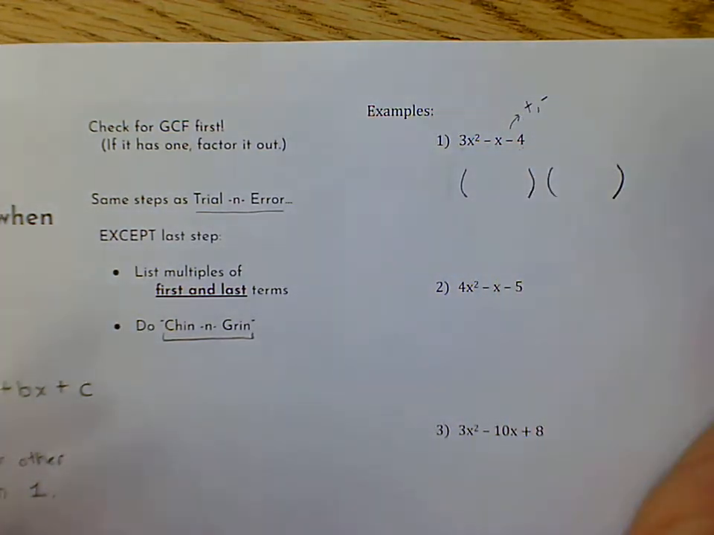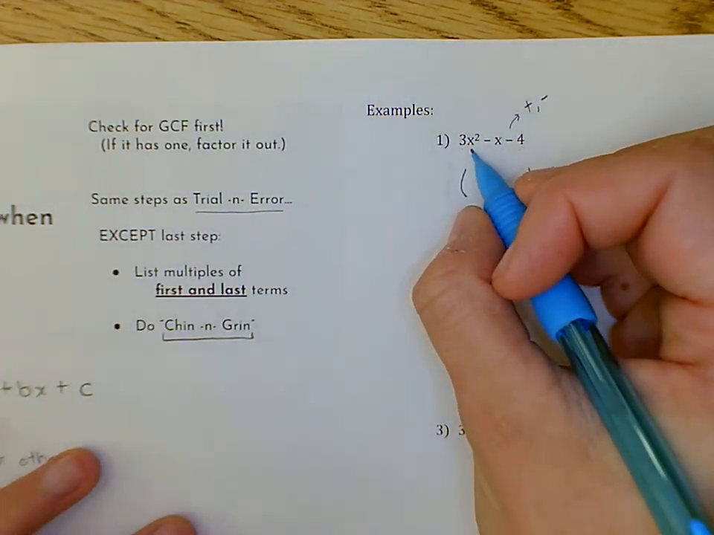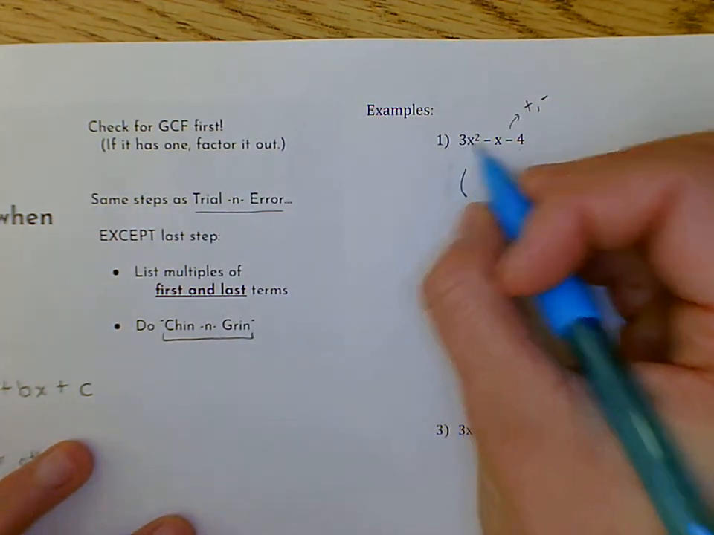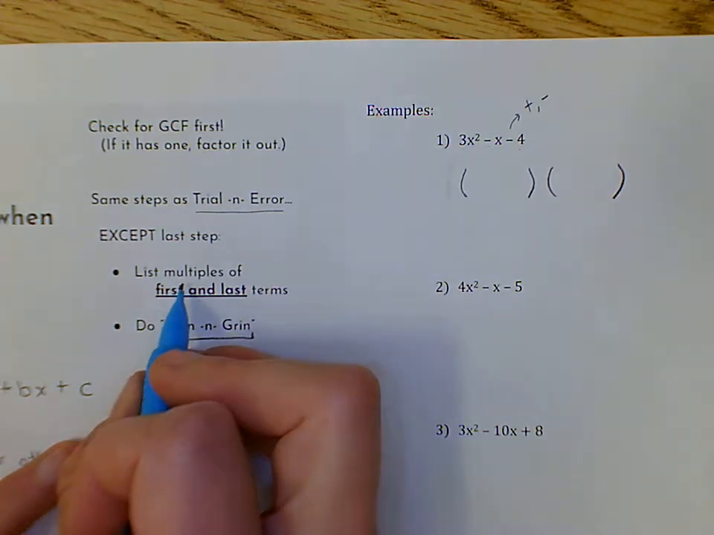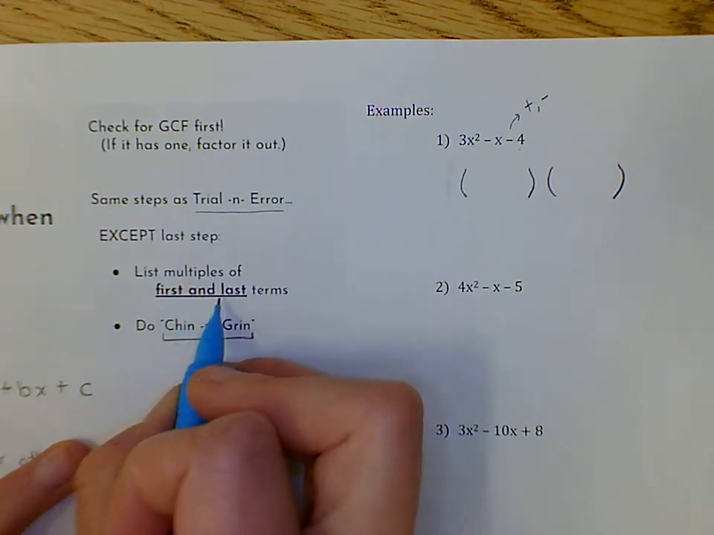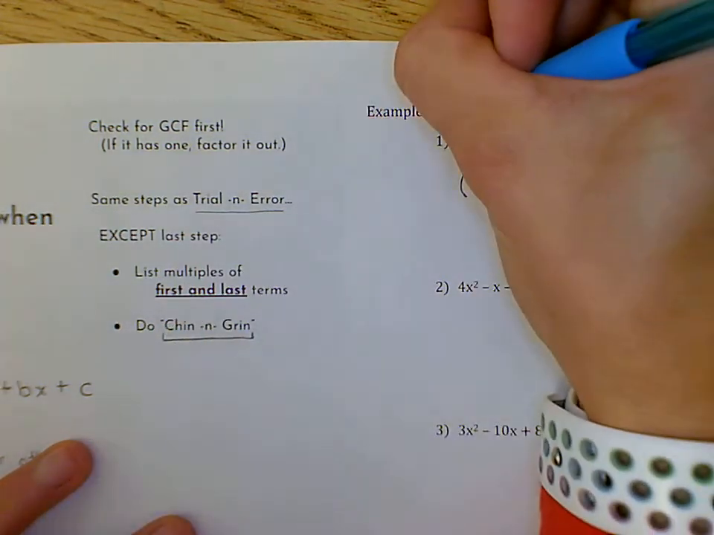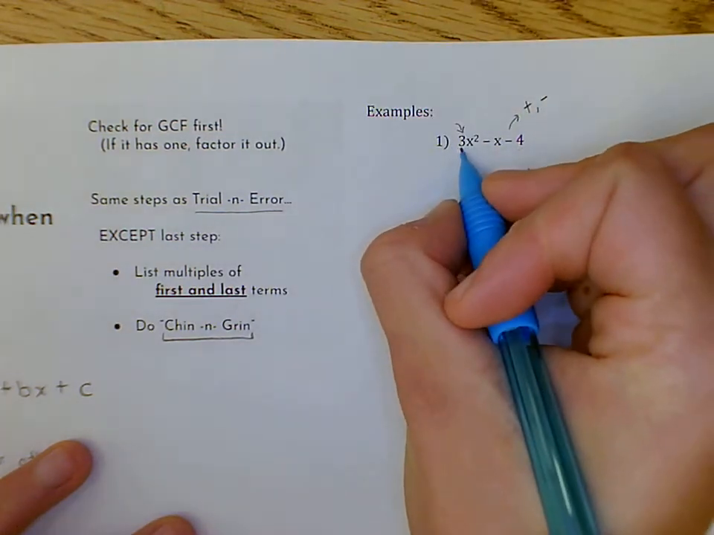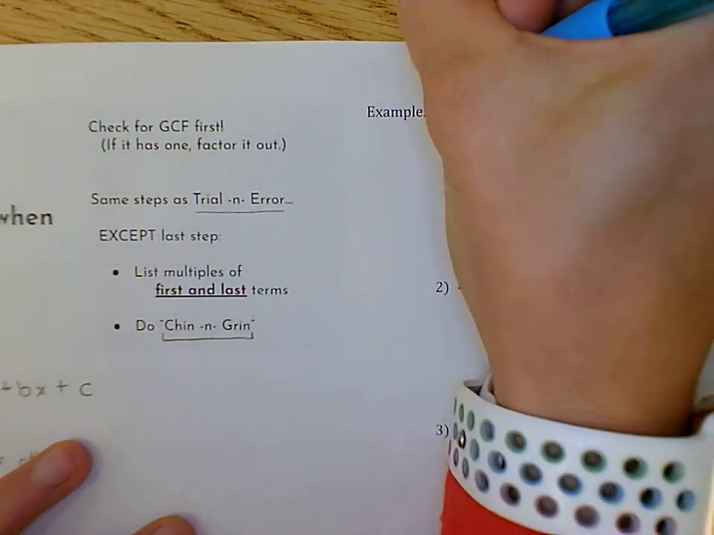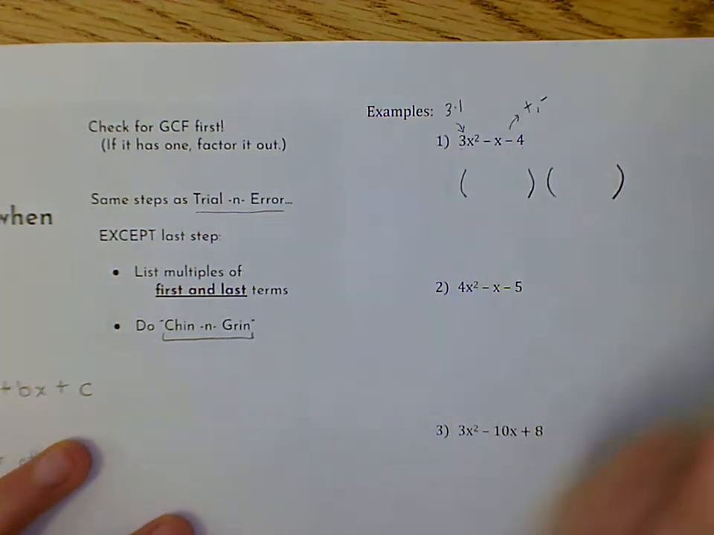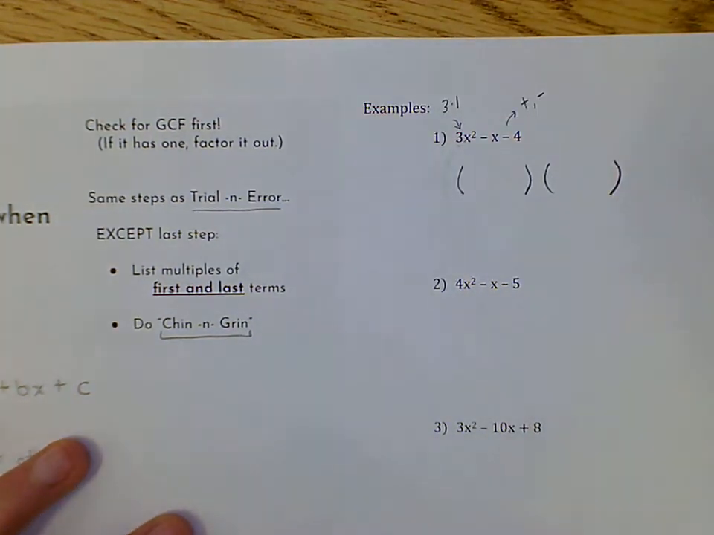So you already know the signs, so now let's go ahead and go to that last part. The last part is where you, in these problems, are going to list the multiples of the first and the last terms. So look at that number up front. What multiplies to give you that? Well, that one's kind of an easy one. There's only one thing that'll multiply, just 3 and 1.